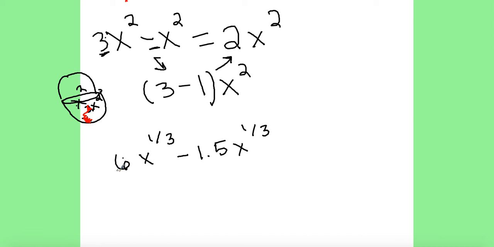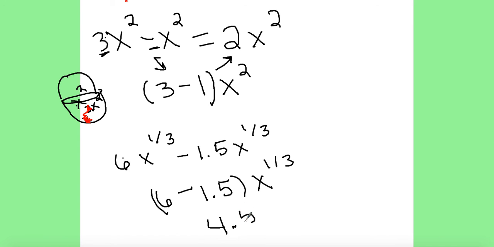Now, if my basket had 6 of whatever that is, x to the 1/3 powers, and I'm taking away 1.5 of them, how many does that leave me with? How many of those x to the 1/3 powers? Well, 6 minus 1.5, you should be able to recognize very quickly, is 4.5. 4.5 what? Well, 4.5 x to the 1/3 powers. I don't know what this number is yet until I pick a value for x, but what I know is that I have 4.5 of them left.